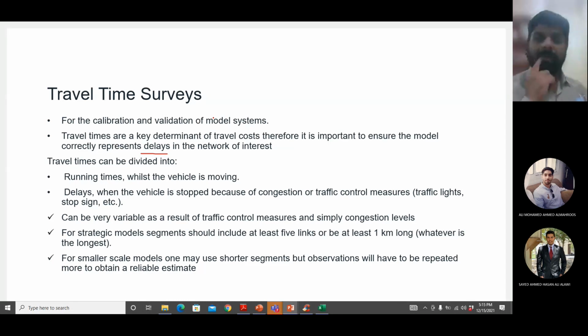And then again, on the basis of congestion, on the basis of traffic flow, if there's more variation in traffic flow, there will be variation in travel time as well. And I think this is understandable.